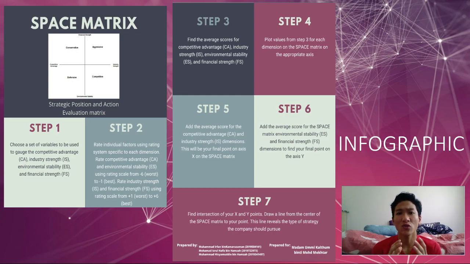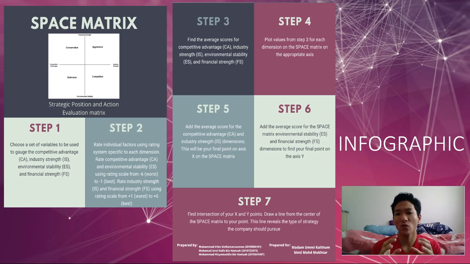How do we do the intersection? Where is our suitable strategy that we want to use, either conservative, competitive, aggressive or defensive? For the intersection, we have 2 dimensions here: the internal strategic dimension and the external strategic dimension. The internal strategic dimension has 2: financial strength and competitive advantage. The external strategic dimension has industry strength and environmental stability.